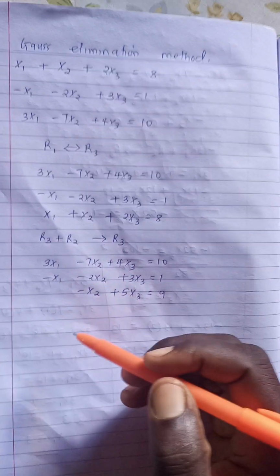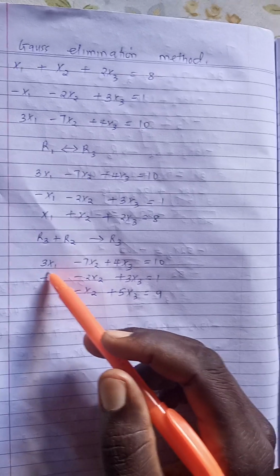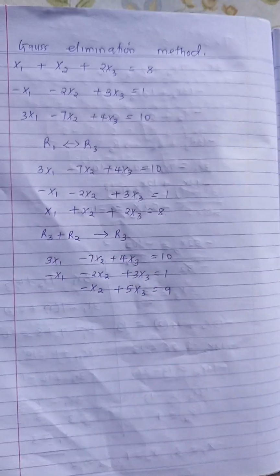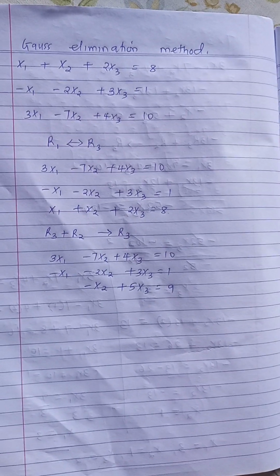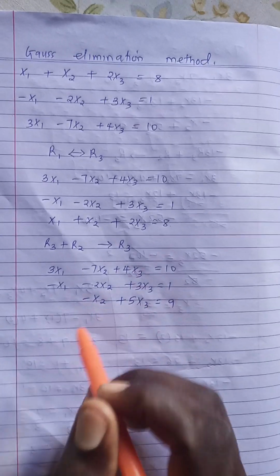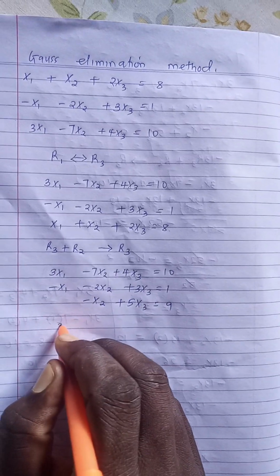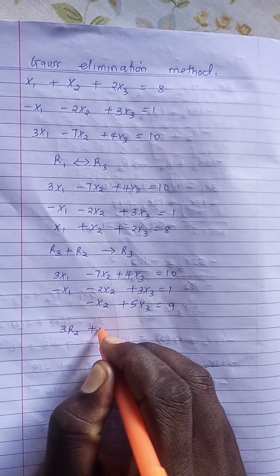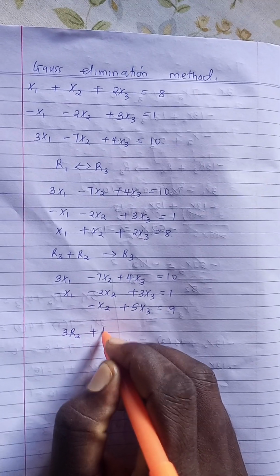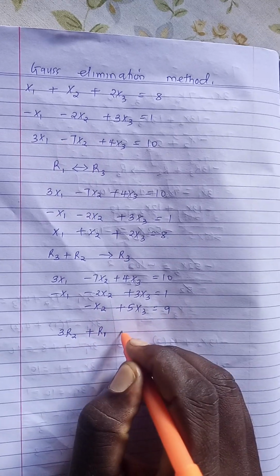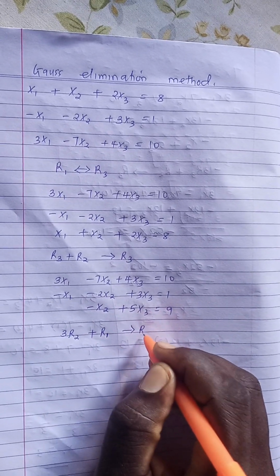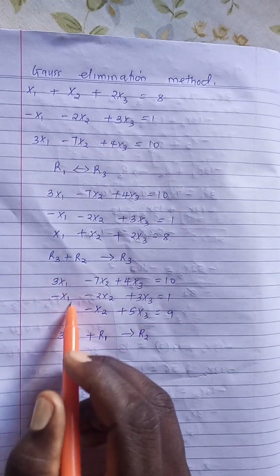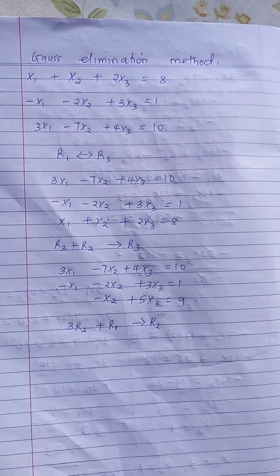After eliminating x1 in row 3, let us also eliminate x1 in row 2. Let us eliminate x1 in row 2. So that means I will have 3 row 2 plus row 1. I will have my new row 2, because if I eliminate this x1, I will have my new row 2.